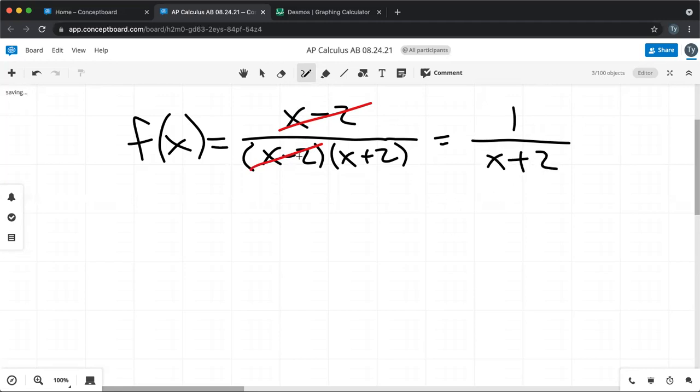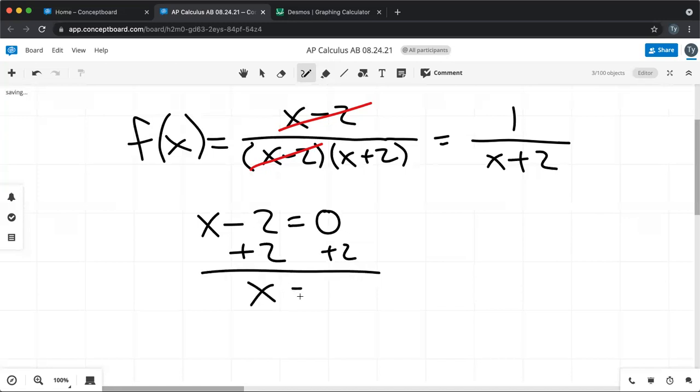And now what do we do with the piece that we canceled out? This piece is what we're going to use to find the x coordinate of the hole. The hole is a point. It has an x and a y coordinate. So how do we find the x coordinate? Well, we set the part we canceled out, x minus 2, equal to 0, and then we solve for x. If we add 2 to both sides, we get x equals 2. So this is the x coordinate of our hole.